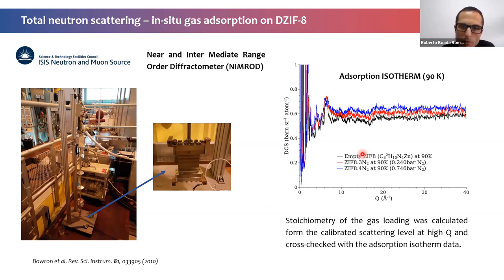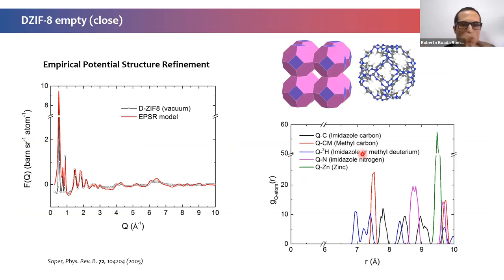That was good because we can do the experiment in situ and we can model that. So first we did the modeling using the Pawley/parametric structure refinement of the empty structure, just to corroborate that we had a good model for the empty one before we included the nitrogen molecules. We could see this when we did the partial distribution function of the different atoms as they are distributed, located in the pore. So the origin, in this particular case, would be the center of the cage.